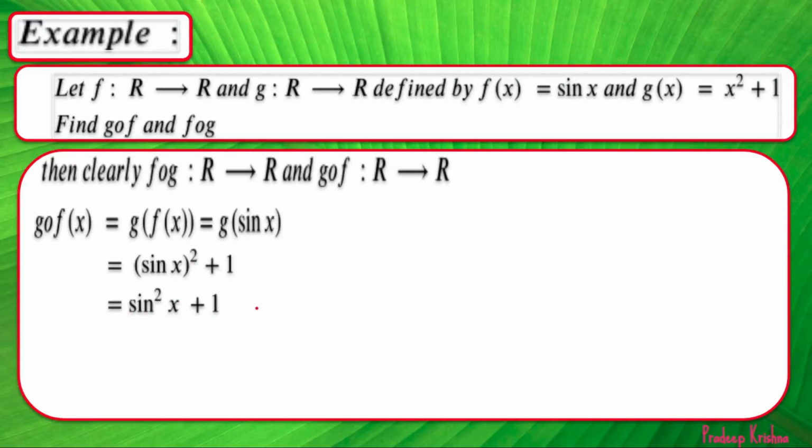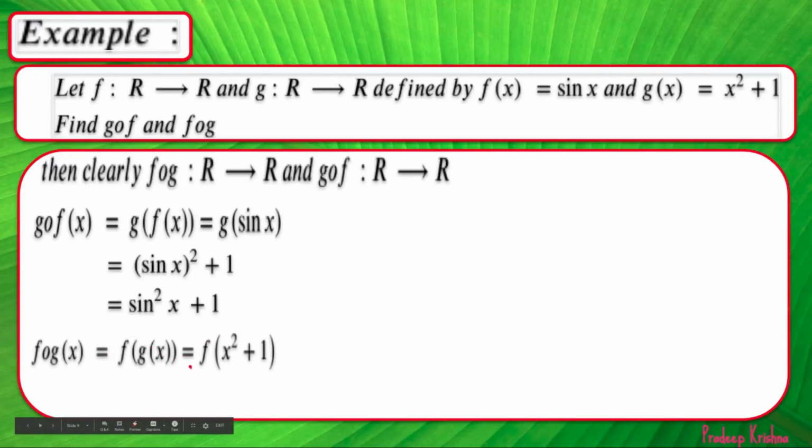Similarly, what is f composition G of x? Which is f of G of x. But what is G of x? It is x square plus 1. What is f of x? Sin x. What is f of x square plus 1? Which is sin of x square plus 1. Okay.